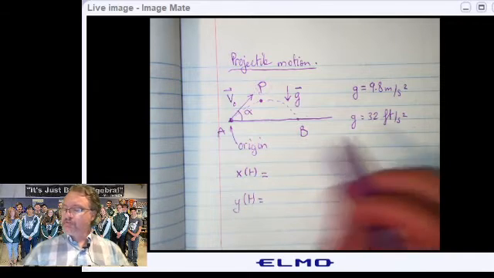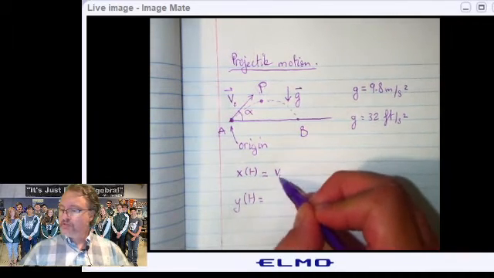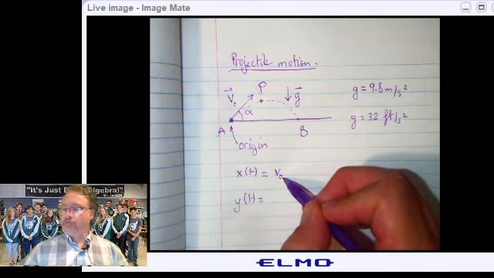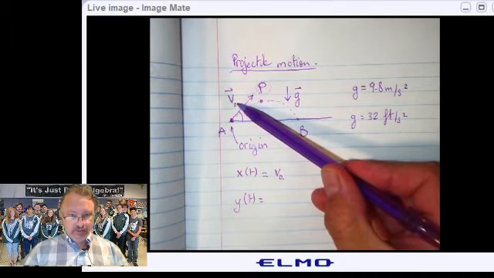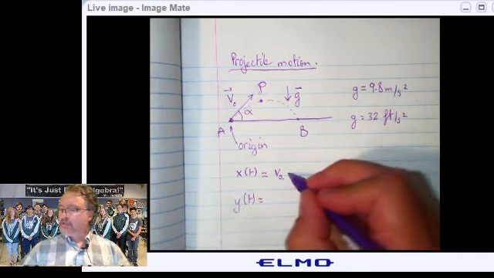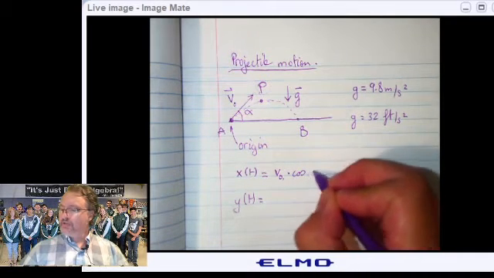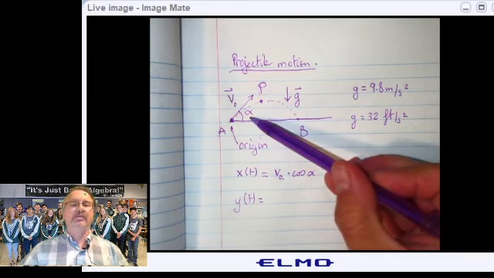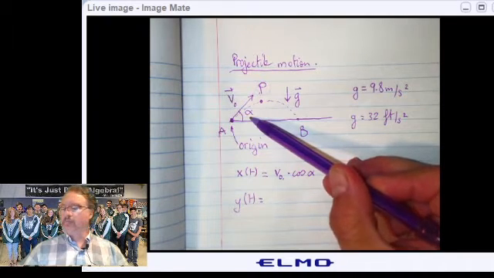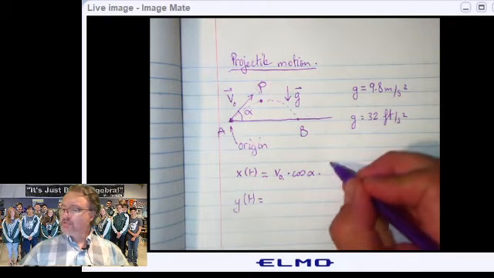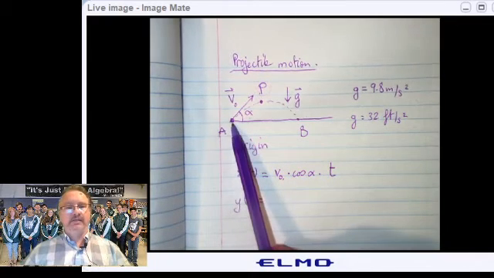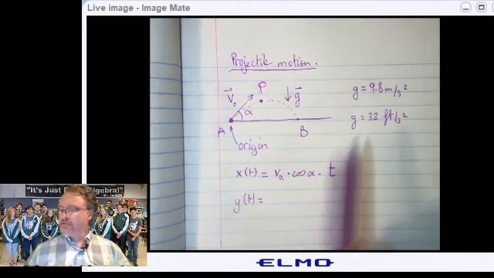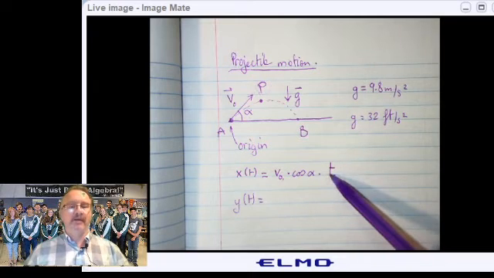So x of t is going to be equal to v sub 0, or v naught, or v initial, which is the magnitude of the initial velocity vector, times the cosine of the angle alpha, again this being the alpha that I'm talking about, times t. Since the point A is the origin of my system of coordinates here, that's all we're going to have. Okay.